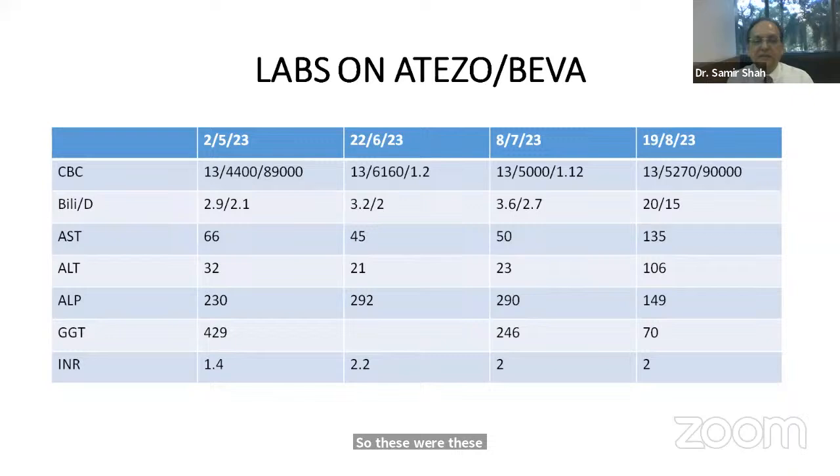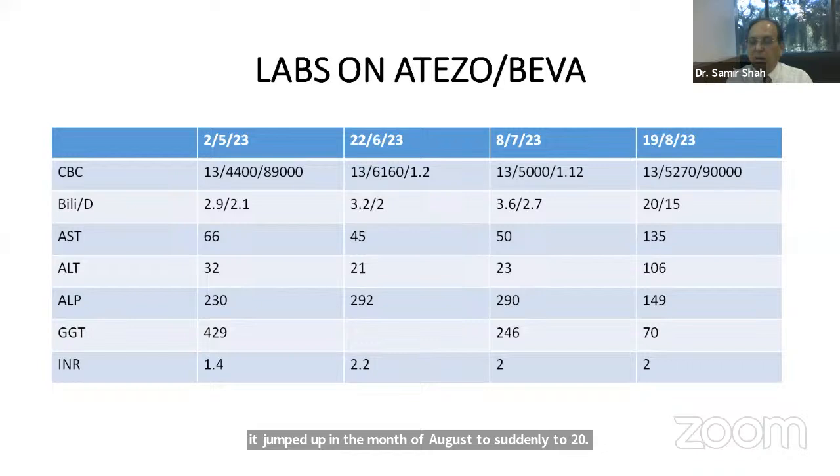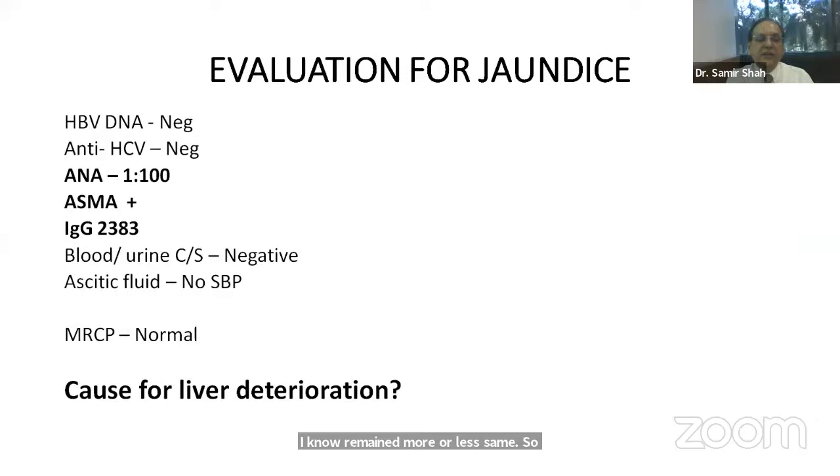The bili had remained stable around 3, but then it jumped up in the month of August to 20. The enzymes didn't jump up so much, although they did go up, they were not more than 5 times elevated. And alkaline phosphatase and gamma GT also did not go up to suggest a cholangitis. INR remained more or less the same. So the issue was, we didn't see any sudden progression in the liver tumor, either development of a large portal vein thrombus or involvement of the bile ducts. However, the ANA was 1 in 100 positive, anti-smooth muscle antibody was positive, and the IgG was 2383.